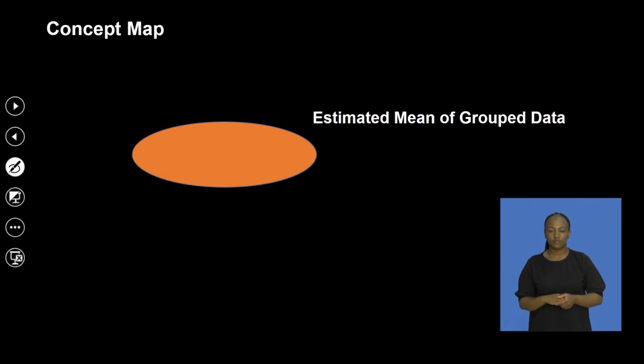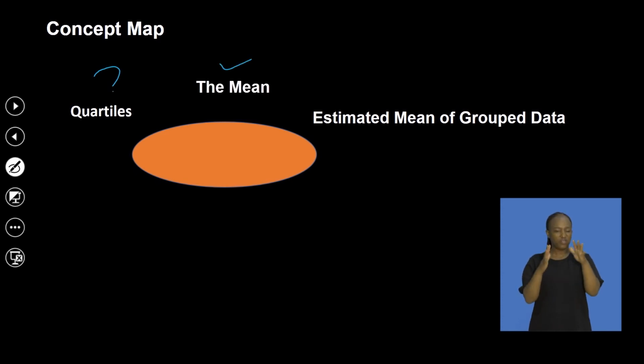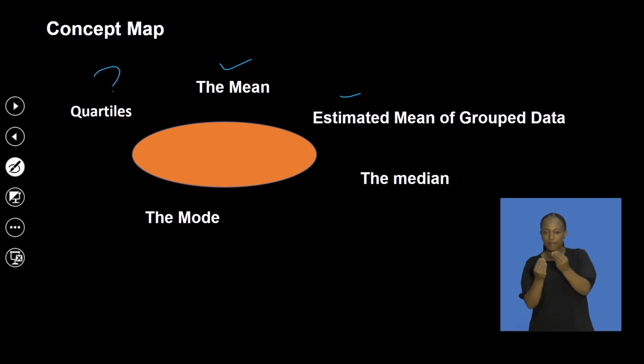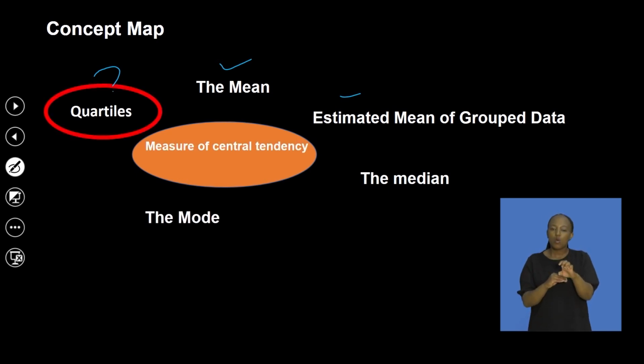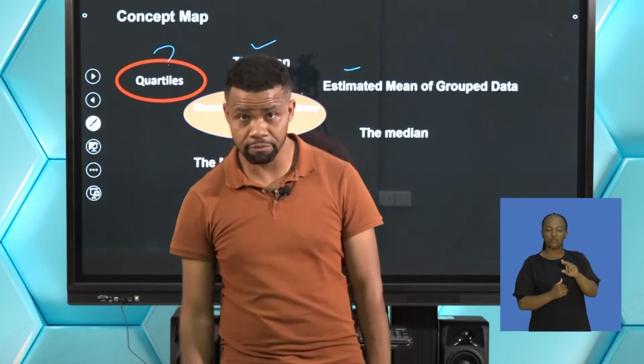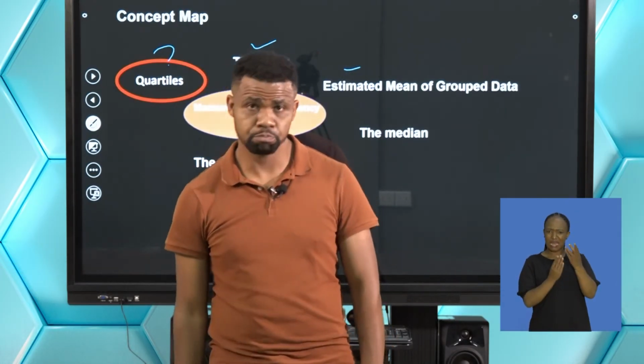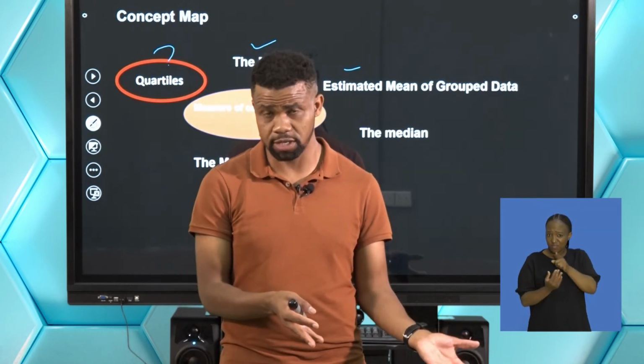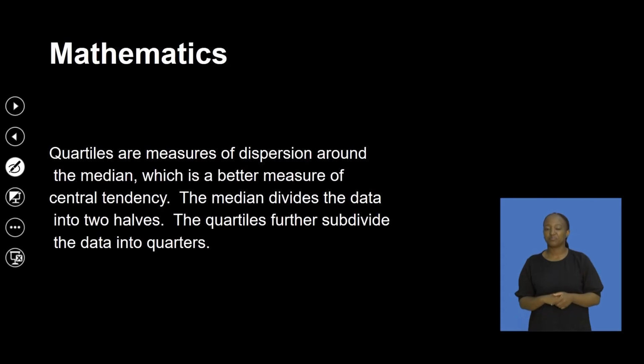Now we looked at estimated mean. We're going to look at quartiles. We looked at mean, and we looked at median. We looked at mode. Now we're going to look at quartiles. What are quartiles? Have you heard of quartiles before? Okay. Have you used quartiles? Let's look at what are quartiles.